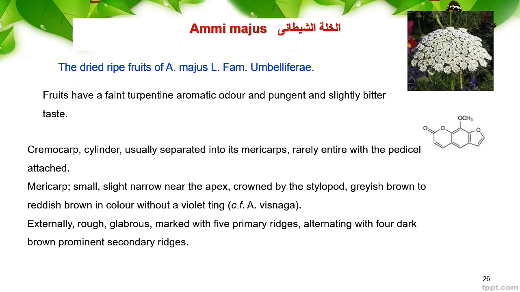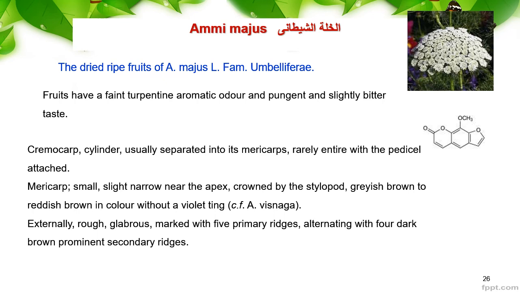Usually, the cremocarp is cylindrical in shape, separated into its mericarps, rarely entire; if entire, showing the pedicel attached. The mericarp is small in size, slightly narrow near the apex, crowned by stylopod or remains of sepals. Grayish brown to reddish brown in color, without the violet tinge, opposite to Ammi visnaga, which has the violet tinge. So this is the difference in morphology.